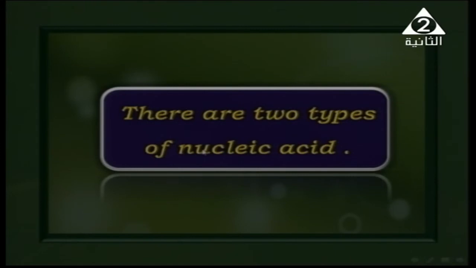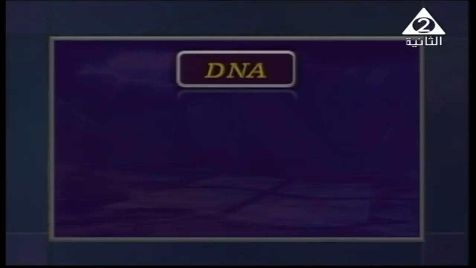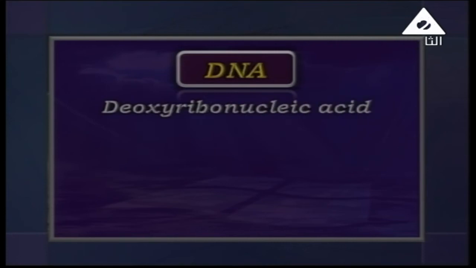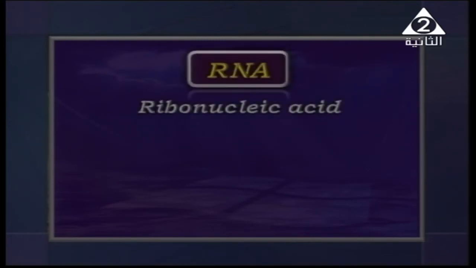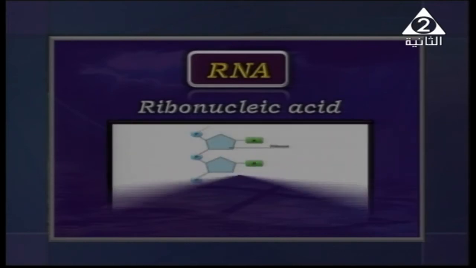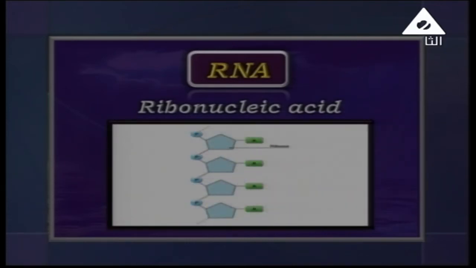We have 2 types of nucleic acid, do you remember? DNA, that is called deoxyribonucleic acid, and this is the shape of DNA, the structure of DNA. As you see, it consists of 2 strands of nucleic acid. RNA, ribonucleic acid, and as you see, the ribonucleic acid consists of 1 strand of nucleic acid.